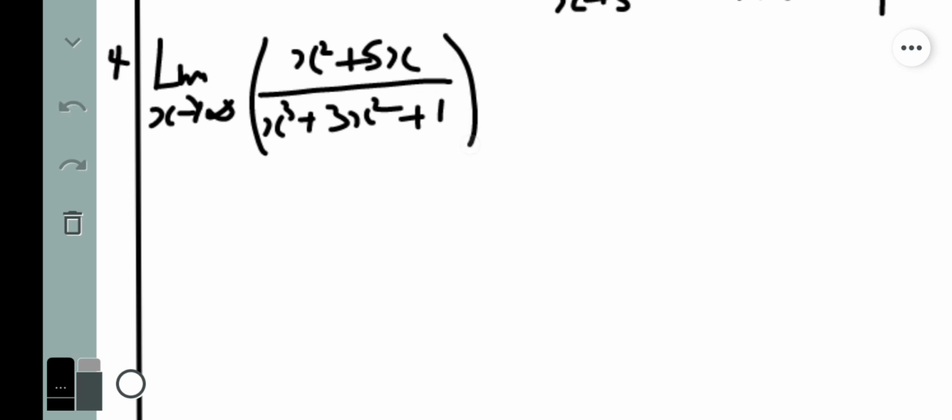Now, how do you find the limit as x tends to infinity? It is a little bit different from the former example which we solved, which is talking about just a normal limit as x tends to a certain value. Alright, so what do we do here?